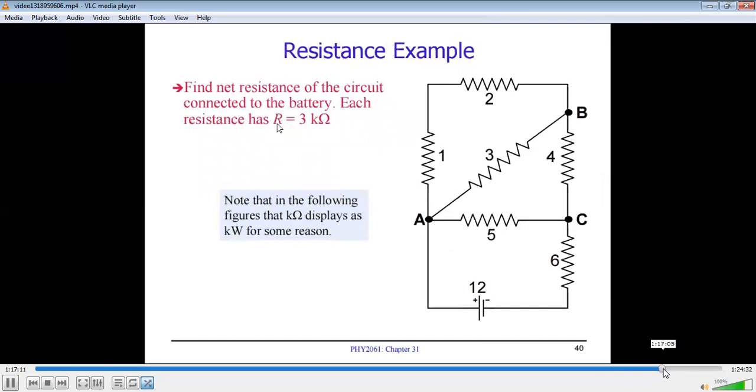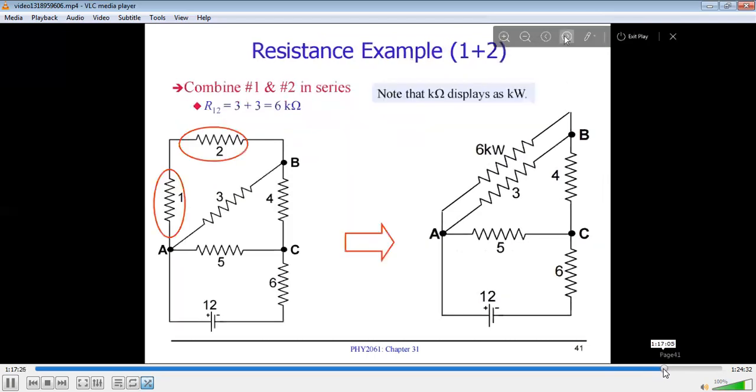Find the net resistance of the circuit connected to the battery. Each resistance is equal to 3 kilo ohm. Note that in the following figure, kilo ohm is displayed as kilowatt for some reason. So there is actually a combination of resistances. Now combine the first resistance and the second resistance.